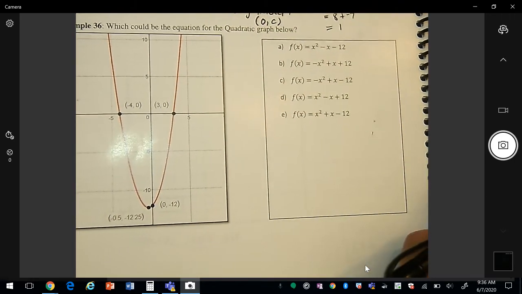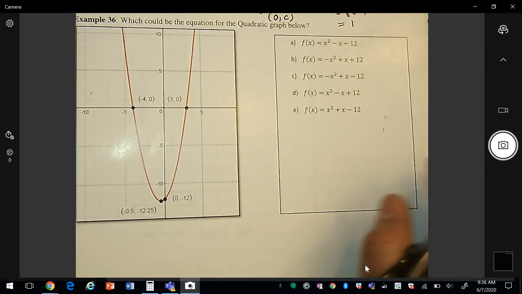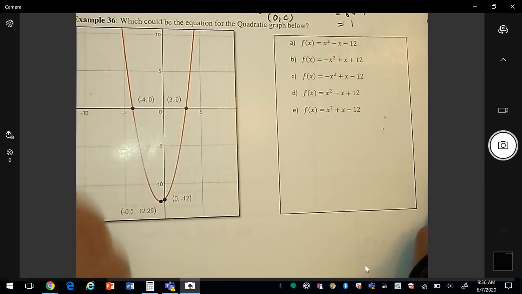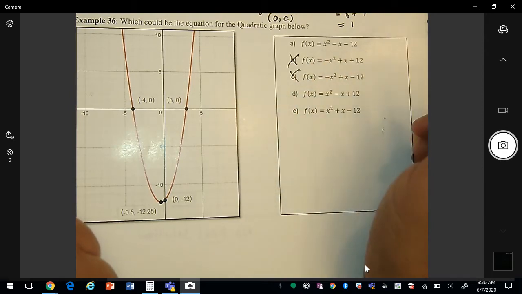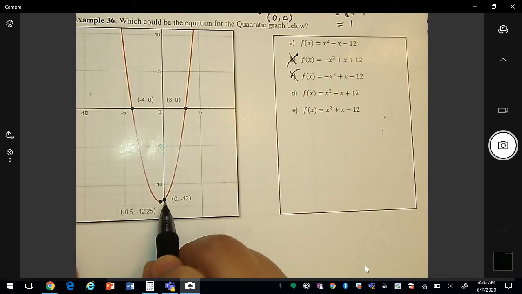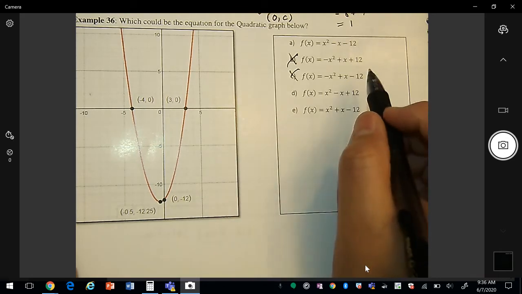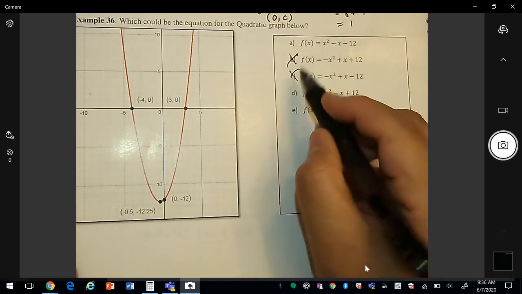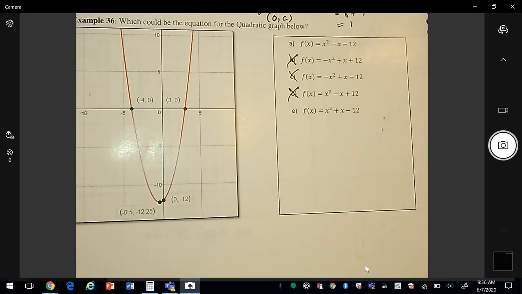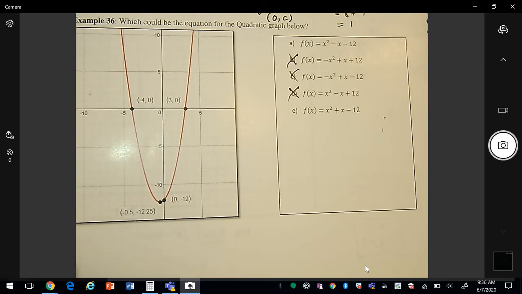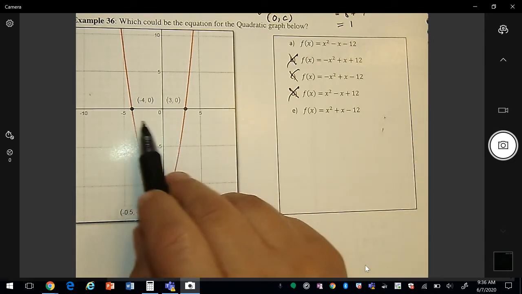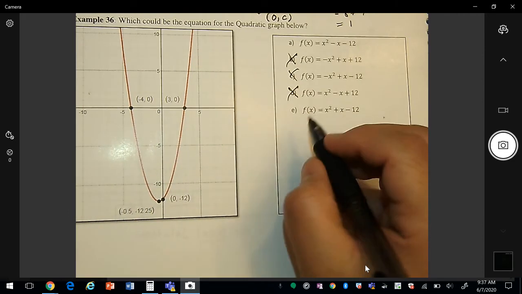So let's try number 36. So now I know that the graph is opening up. So since it opens up, I can eliminate B and C. My y-intercept is at 0, negative 12. So I can eliminate letter D, and I'm left with 2. I can use my vertex, but notice my vertex is a decimal, so that might take a little bit more time. So I'm going to go ahead and use 3, 0.